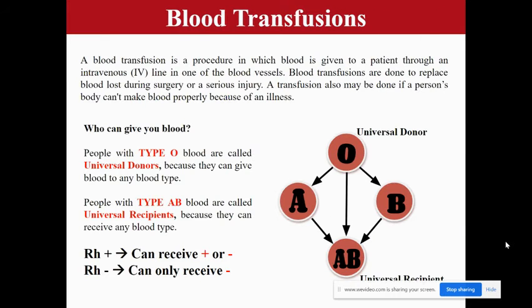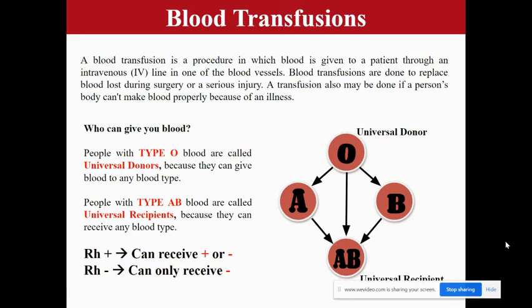Now, there is something else that happens with blood, and that's blood transfusions, which are a process in which blood is given to a patient through an IV. That blood transfusion helps replace blood that's lost if a person has surgery or if they're seriously injured. It might also be given to a person if their body can't make as much blood as they need. So you get a blood transfusion to help increase the amount of blood they have so their body can function.